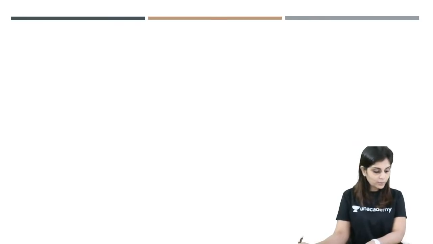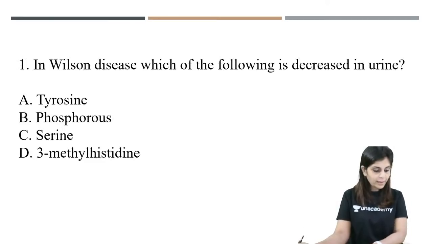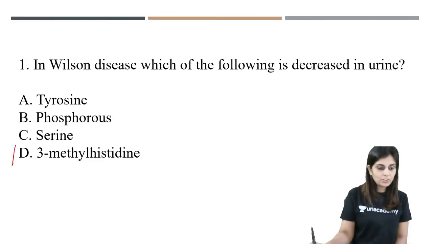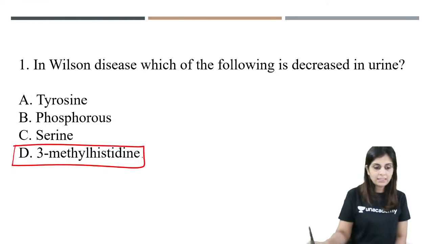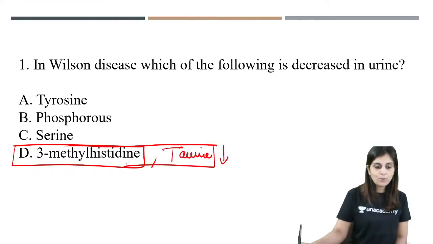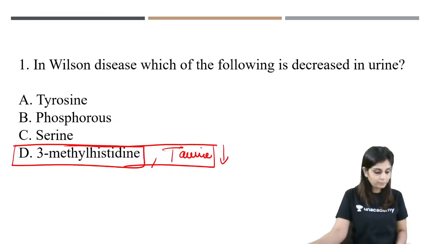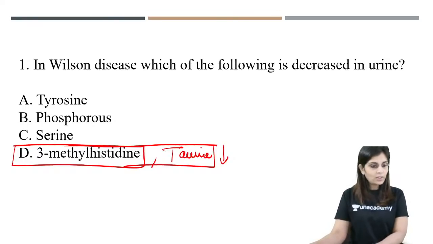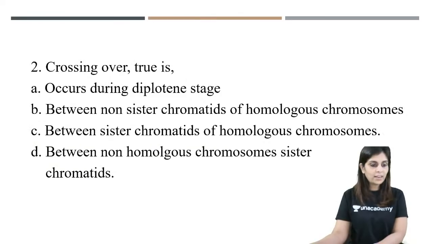So answer to this question. Hepatic copper is high. So answer to this question is 3-methylhistidine. And what is the other one, level of which is low? I said taurine. Both these levels are low in Wilson's disease. So that's all about question number 1.